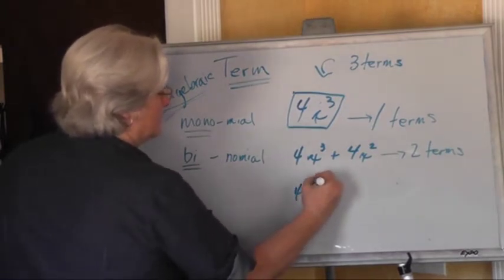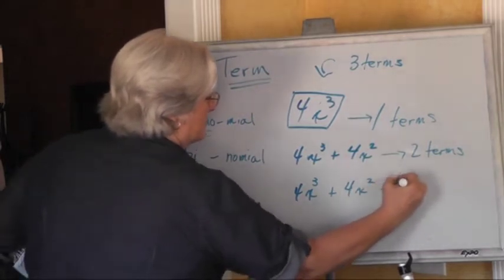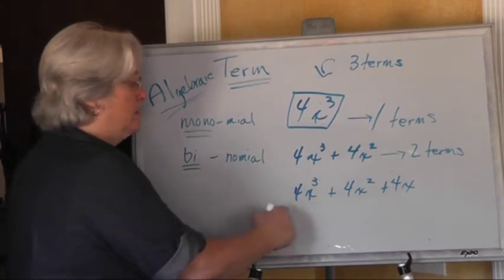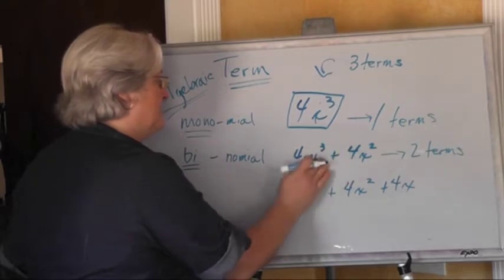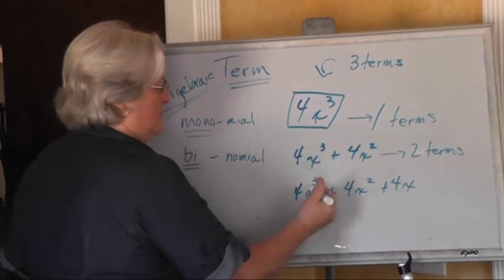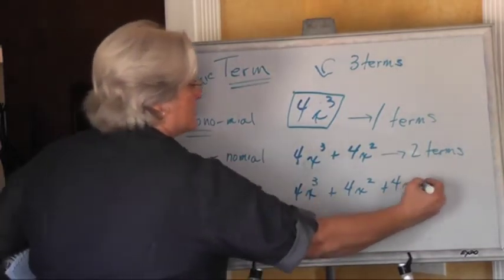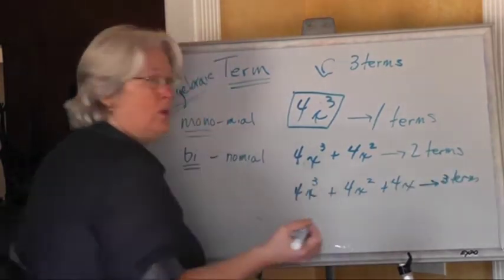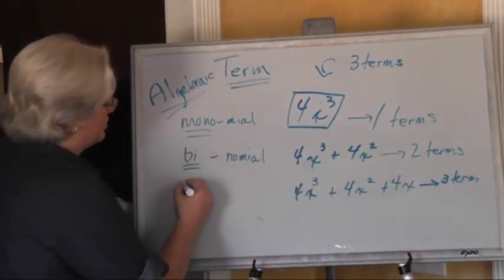How many terms do we have here? Well, you know where I'm going, don't you? 4x cubed plus 4x squared plus 4x. 4x cubed is the product of 4 times x times x times x. That's a distinct disadvantage of a whiteboard. 4 times x times x plus 4 times x. There are 3 terms here. What Latin prefix do we know for 3? Tricycle? That's a trinomial.